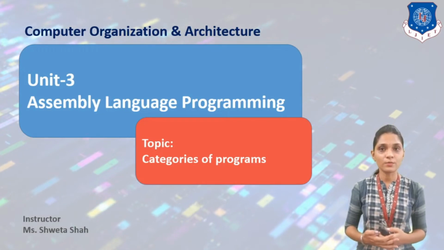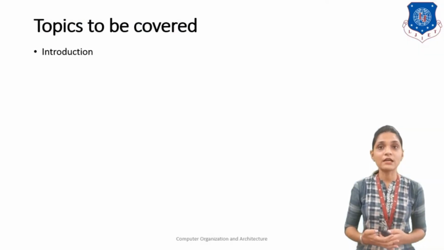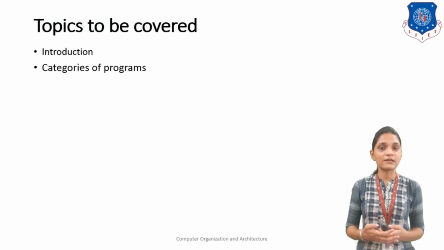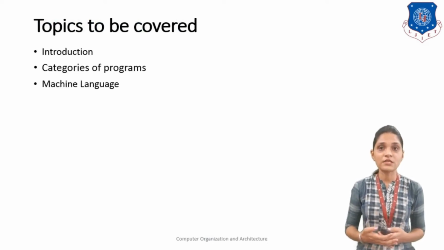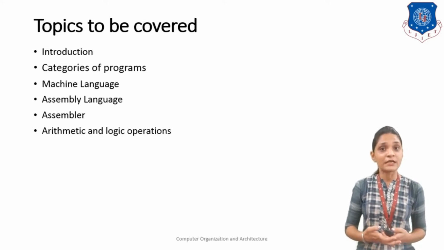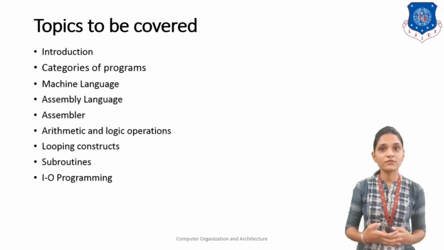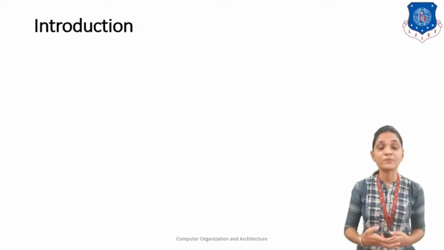Before seeing today's topic, let me see the outline for this Unit 3. These are: introduction, then categories of the program, then machine language and assembly language, then we will see how the assembler works, then arithmetic and logical operations with some programs, then the looping construct, then subroutines, and lastly IO programming. So let me start with our first topic.